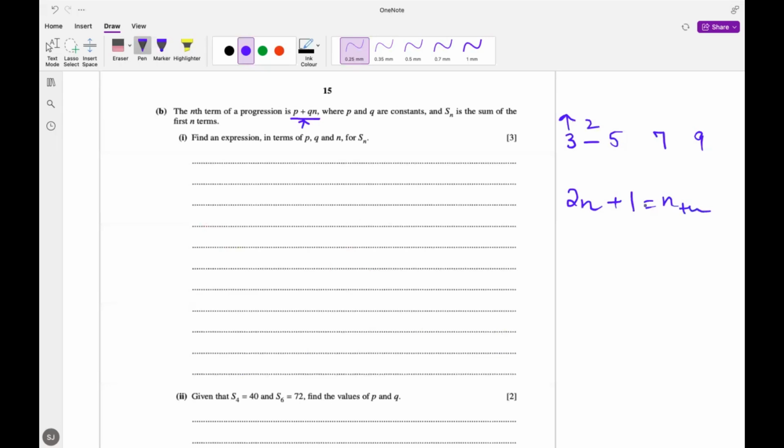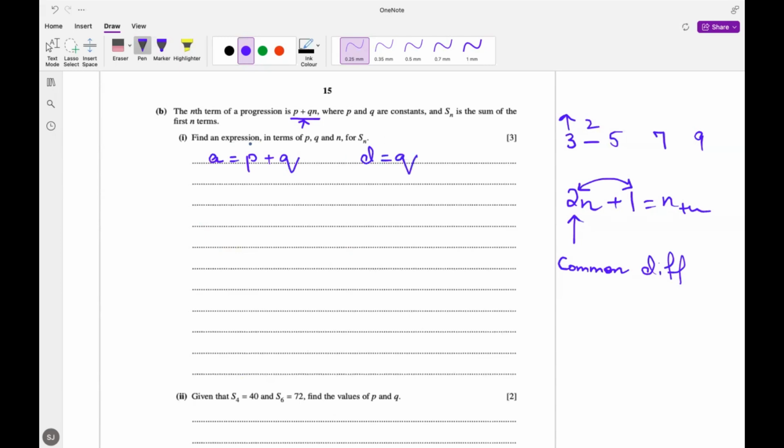Now, looking at it, we can see that this 2 is the common difference, and the sum of these two is always the first term. So from over here, we can say that p plus q is equal to a, and the common difference is equal to q. So d is equal to q.